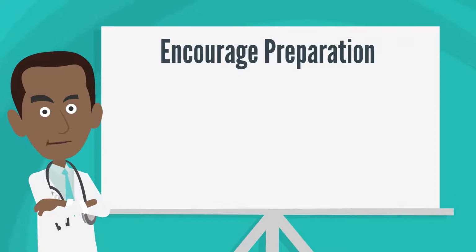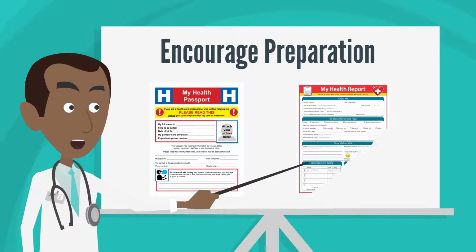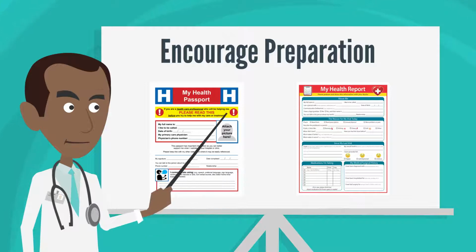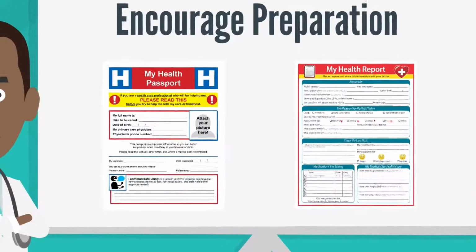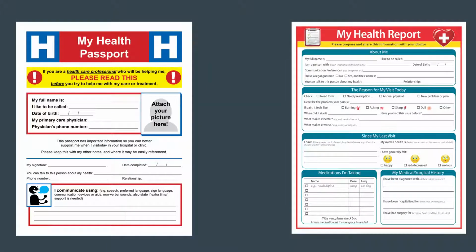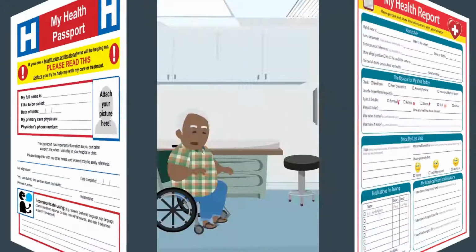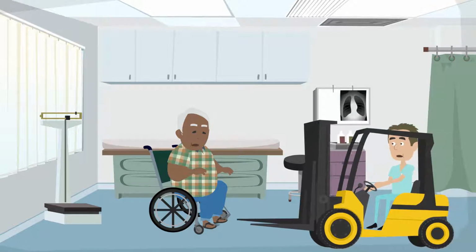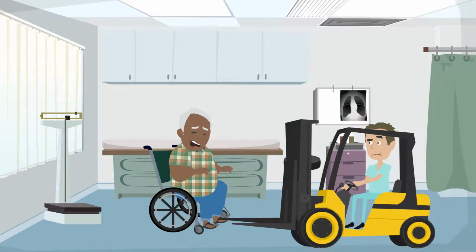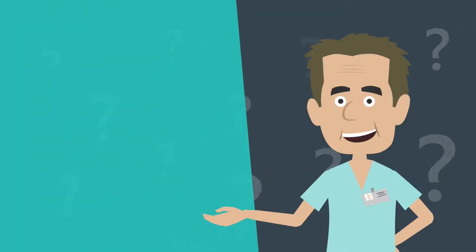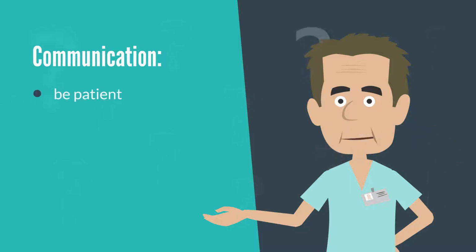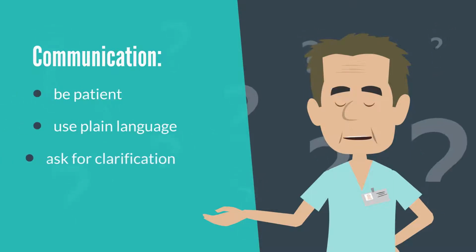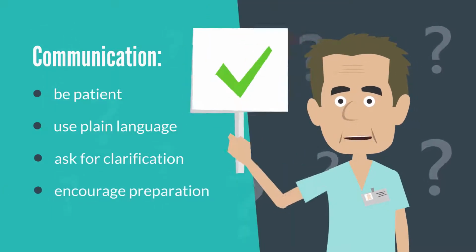Encourage better preparation for appointments by giving them some of our resources, including My Health Passport and My Health Report. These documents provide healthcare professionals with more specific information about a person's disability and how best to offer assistance. Don't avoid or skip elements of the office encounter, such as taking height and weight, or measuring blood pressure, because you think they may be too difficult or too complicated. Reception? I need reinforcements. When communicating, I will be patient, use plain language, ask for clarification, and encourage preparation. Got it?